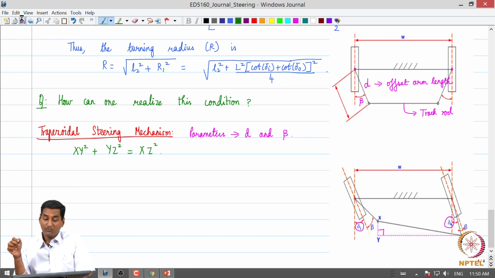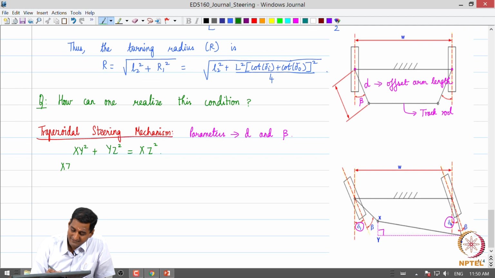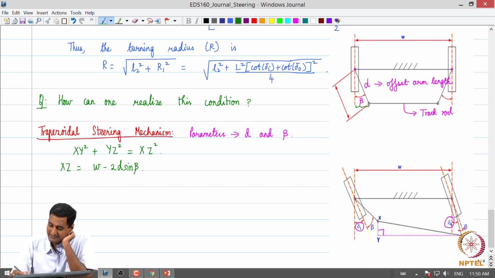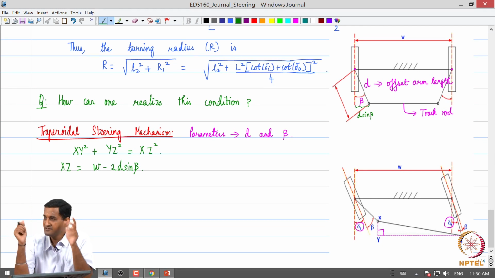Now what can we say about the 3 lengths? Let us first go with XZ. What do you think XZ is going to be? XZ is going to be the length of the track rod that we can obtain from the above figure. And what is that going to be in terms of w, d and beta? We can immediately observe that this is going to be w minus 2d sin beta, because this is going to be d sin beta, do you agree? This entire length is w, so you subtract 2 times d sin beta, and you get XZ.